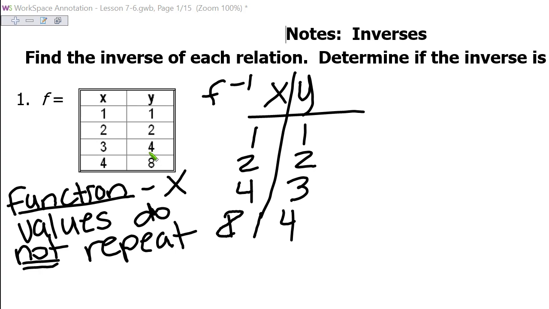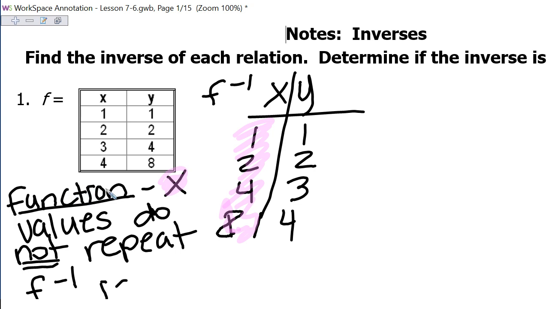So when you're looking at your inverse, all we care about are the x's. This is all we need to look at. Just look at the x column only. Looking at those x values, we have a 1, a 2, a 4, and 8. Did any of those numbers repeat themselves? No. So that means this one is a function. So f inverse is a function.